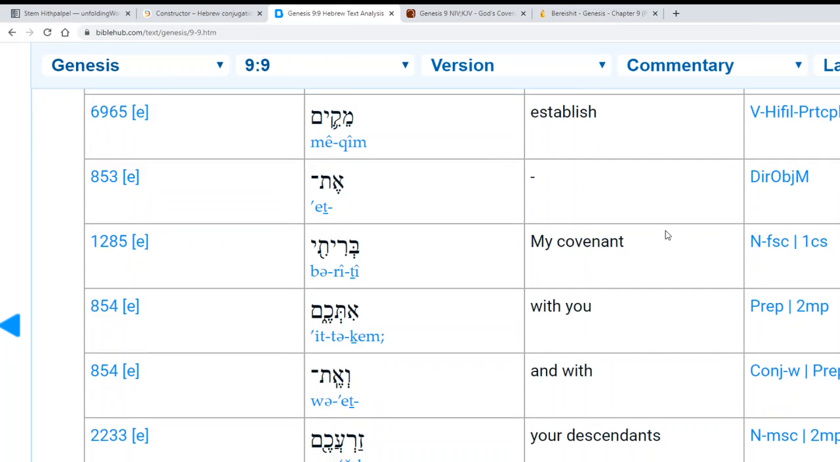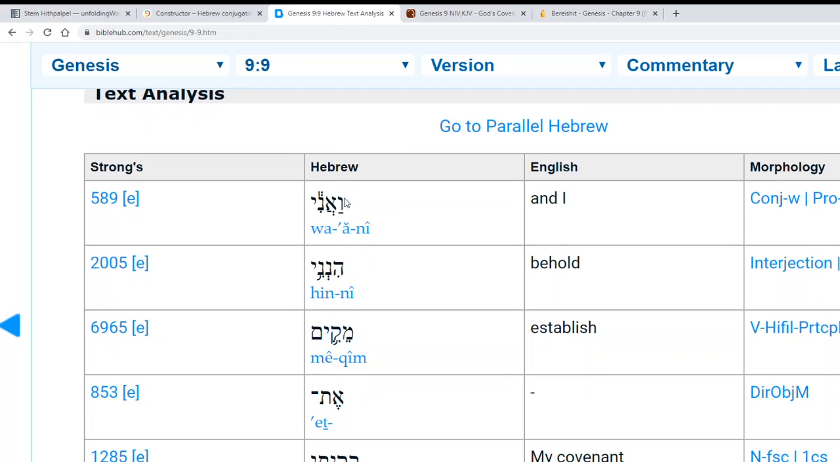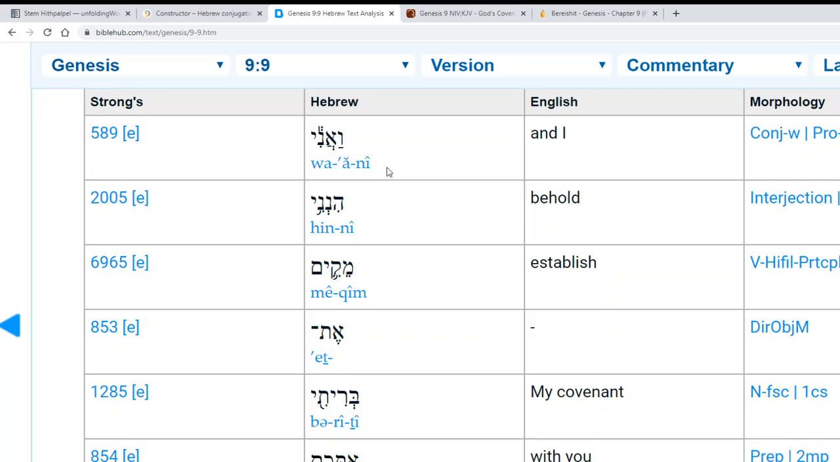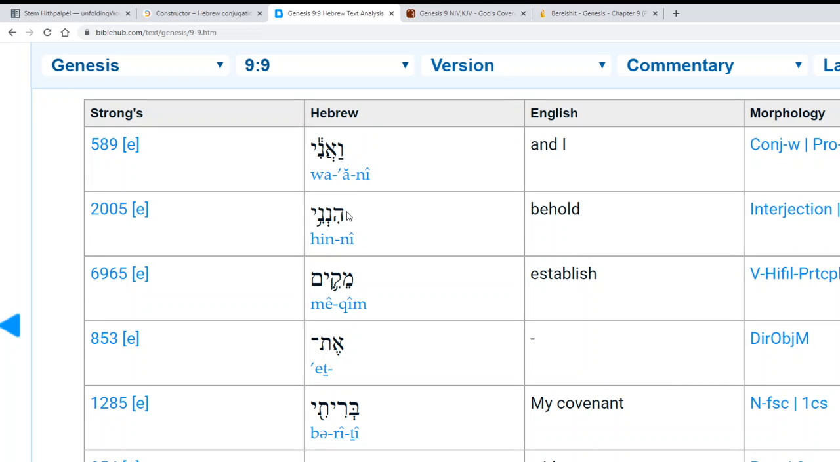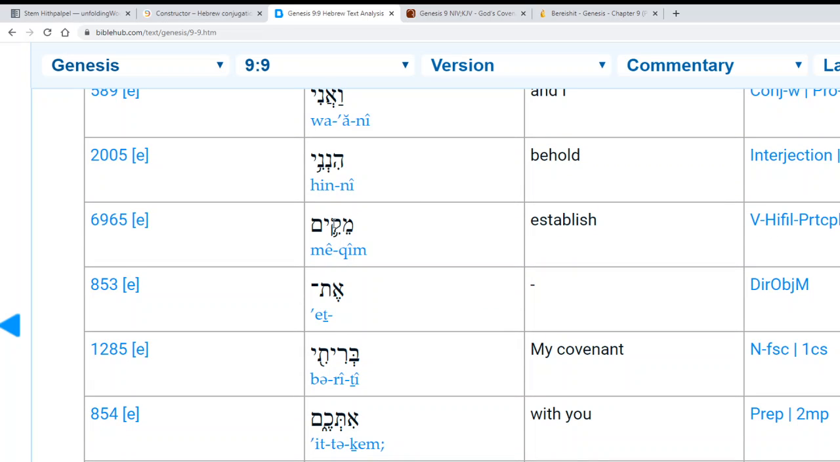Va'ani hineni mekim et briti itchem ve'et zarachem acharechem. Aha, very important verse. So conjunctive vav, ani is the less formal way of saying I, the pronoun first person singular. Hineni, right? So we said hine is behold, the interjection. Hineni is in the first person singular. Here I am. Behold me. See that I am doing this. Mekim, right? And this is in the hifil, I would say, of kum. The root would be qof yud mem, qof vav mem, actually, I would probably say.